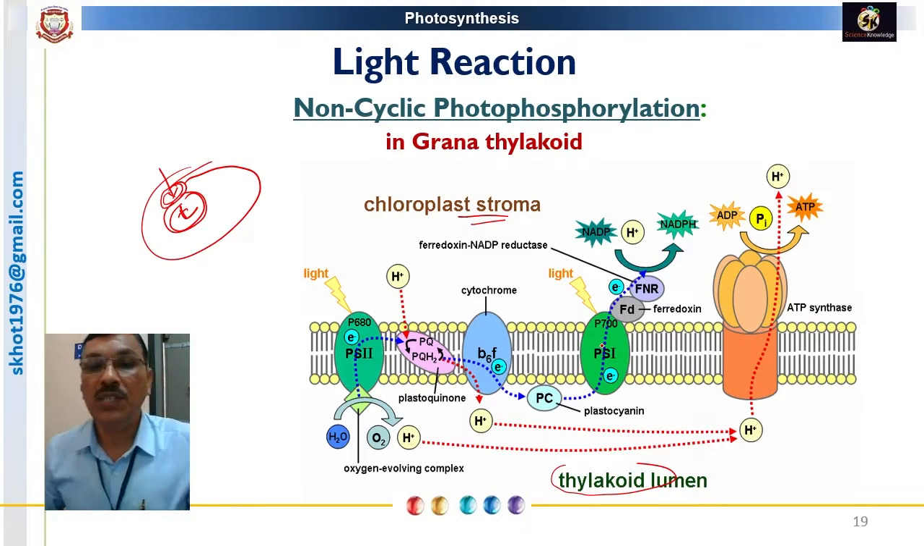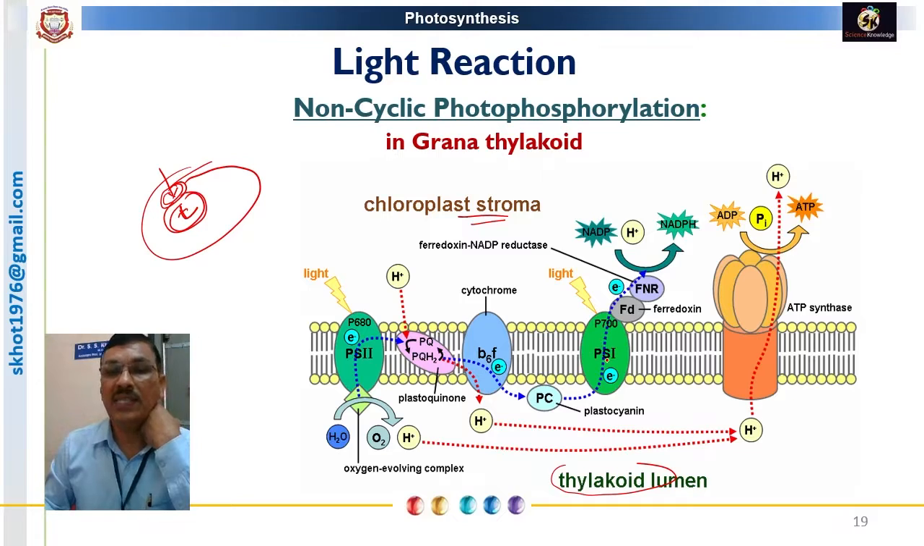There are two photosystems, photosystem 2 and photosystem 1. Both have accessory pigments, both have reaction centers. Photosystem 1 has a reaction center P700. Photosystem 2 has a reaction center P680. Now this reaction starts with photosystem 2.